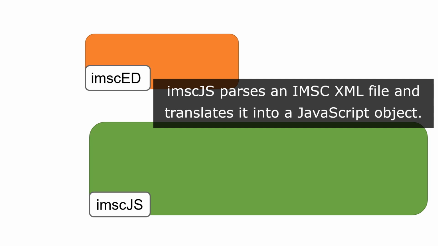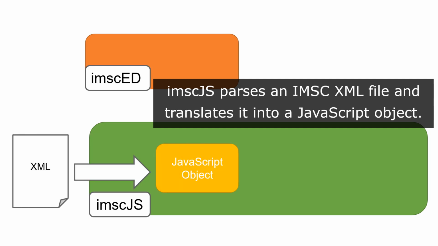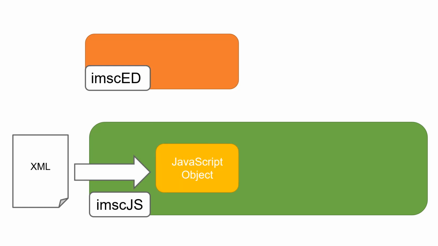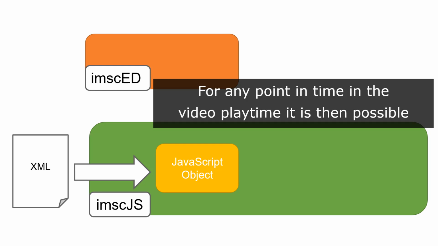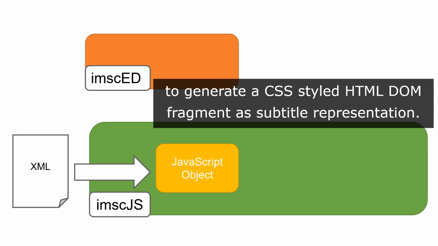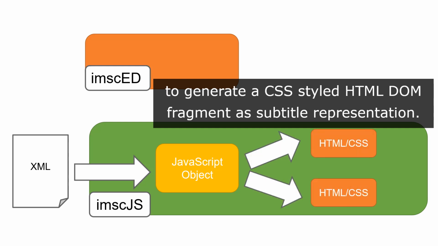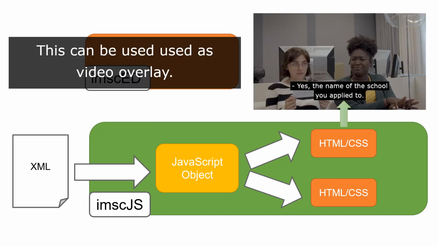IMSC.js parses an IMSC XML file and translates it into a JavaScript object. For any point of time in the video playtime, it is then possible to generate a CSS-styled HTML DOM fragment as subtitle representation. This can be used as video overlay.